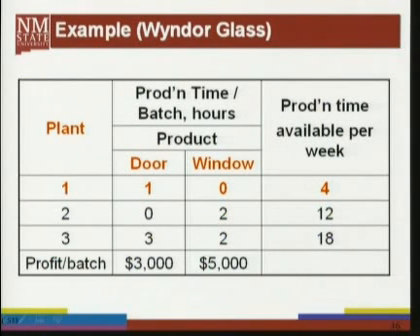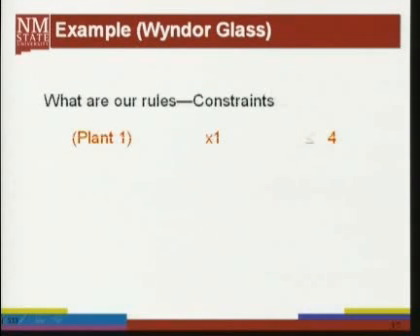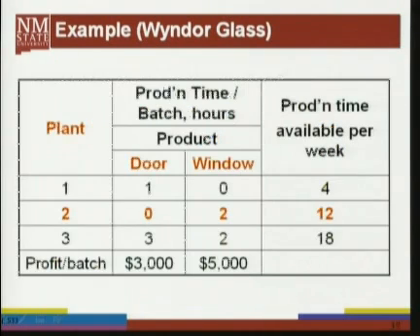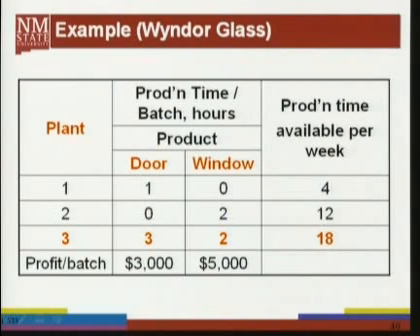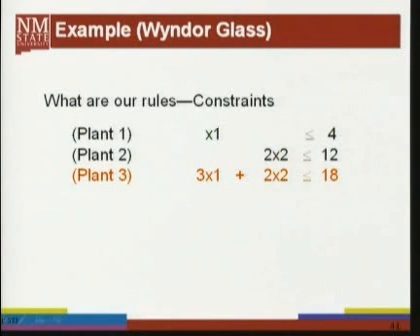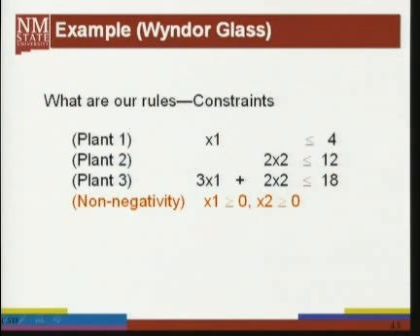According to the problem description, each batch of doors produced per week uses only 1 hour of production time per week in plant number 1, whereas only 4 hours per week is available. This restriction is expressed mathematically by the inequality x1 is less than or equal to 4. So we have x1 less than or equal to 4 as a constraint. Likewise, plant number 2 imposes the restriction that 2x2 is less than or equal to 12. And for plant number 3, we get 3x1 plus 2x2 is less than or equal to 18. Finally, because the production rate cannot be negative, it is also necessary to restrict the decision variables to be non-negative, right?